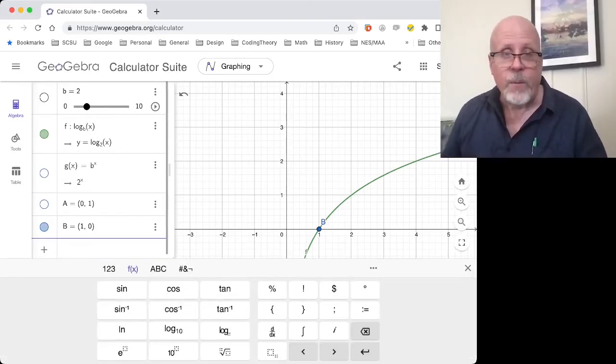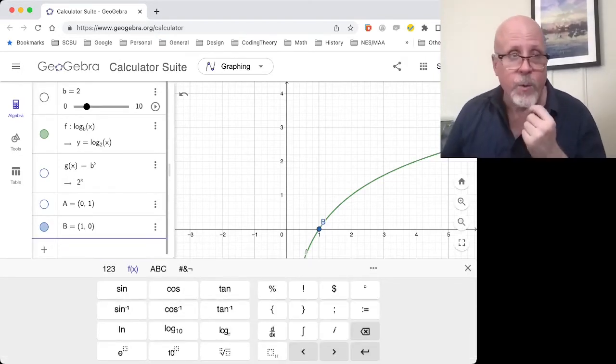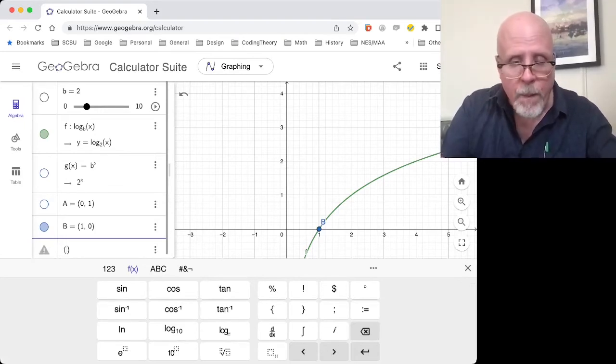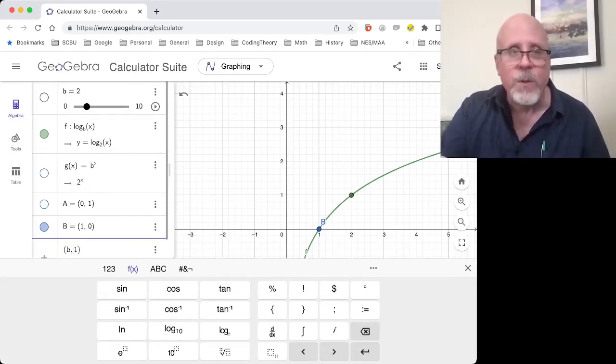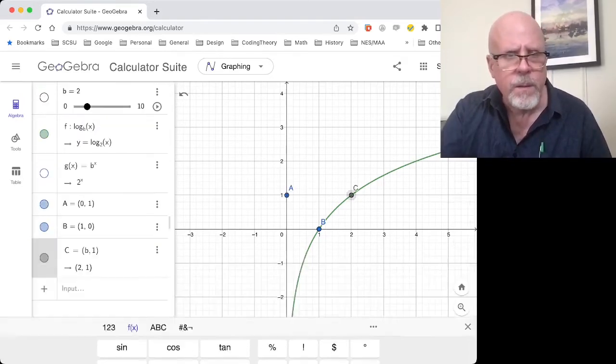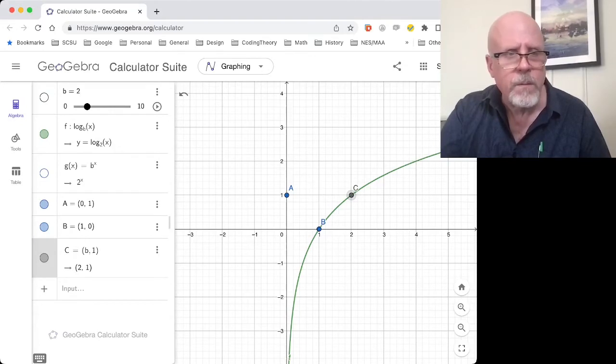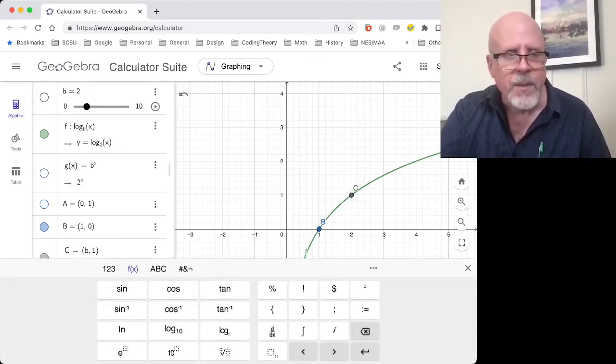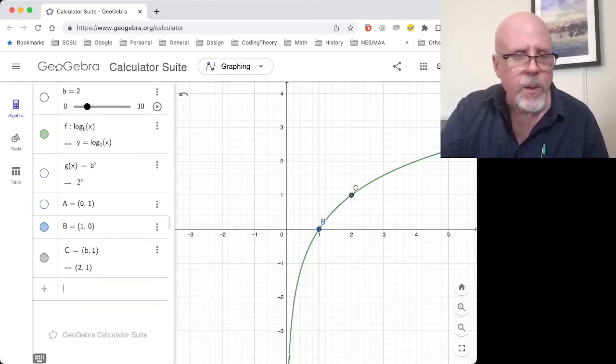Hey, while we're at it, why don't we put in the other point that I now know is on there, which is (b, 1). That's always on the graph of a log. So, I just really confused myself. (b, 1), oh, there we go. New guy called C.